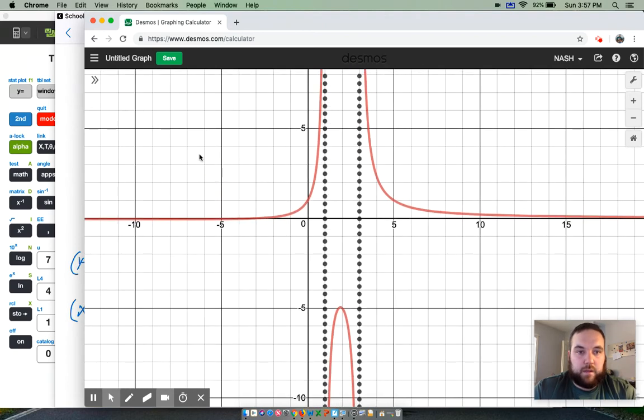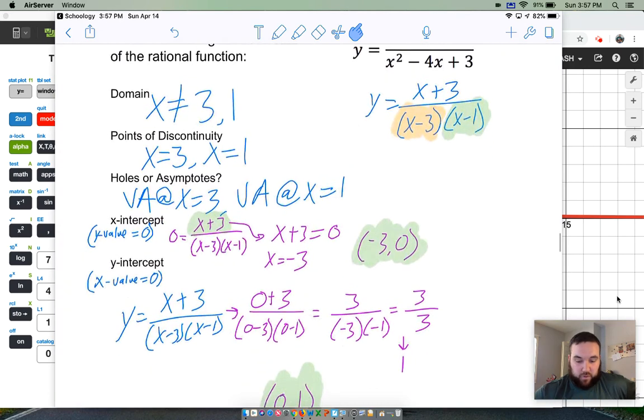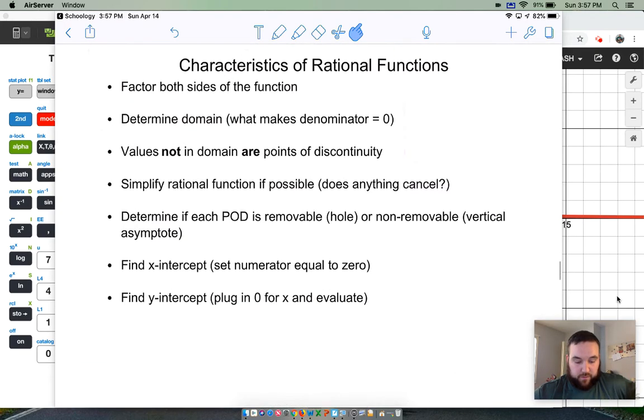So I could scroll up forever, and that function won't actually cross there. But then I can see, and Desmos does a nice job of showing this, (-3, 0) is my x-intercept, and (0, 1) is my y-intercept, which is all information that we're able to find without graphing. So lots of stuff. I understand it's a lot in one problem, but this is what we have multiple days to look at and work on. So we're going to just keep hammering practice with this stuff. But these are the five characteristics that we want to start with.